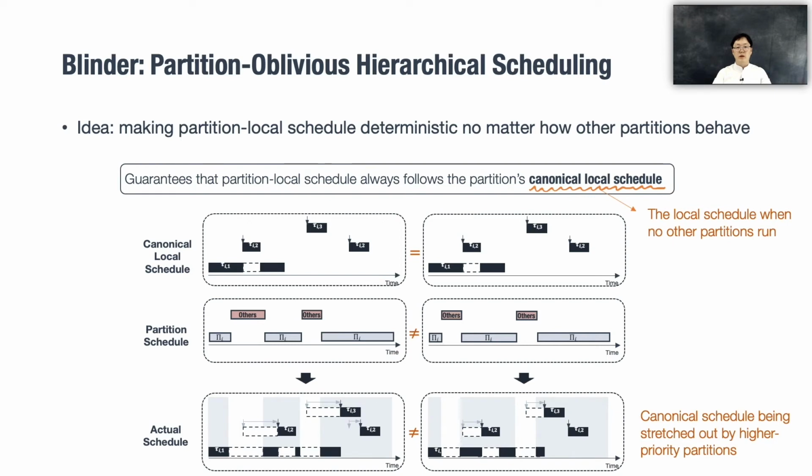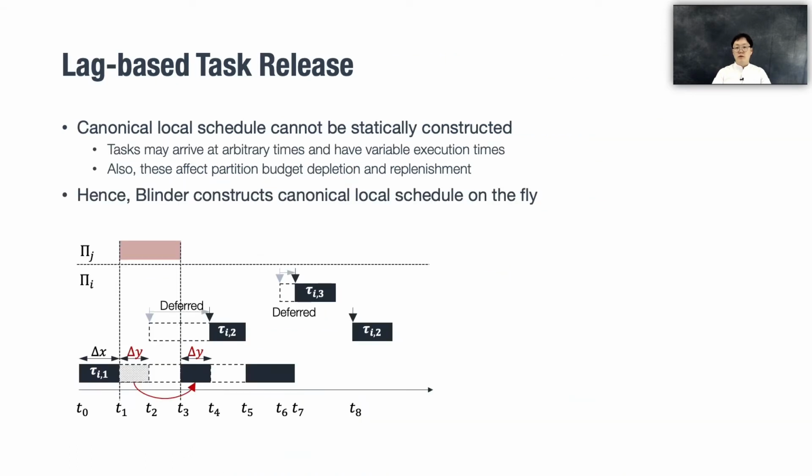So what's happening here is that blinder enforces partition local schedule to follow the partition's canonical local schedule, which is the local schedule when no other partitions run. But the canonical local schedule cannot be statically constructed because tasks may arrive at arbitrary times and they may have variable execution times. And these are unknown until they actually execute. And these in turn affect how the partition budget is used. So blinder constructs a canonical local schedule on the fly.